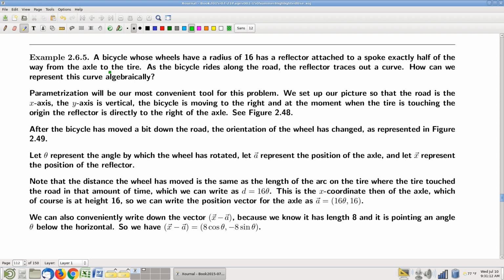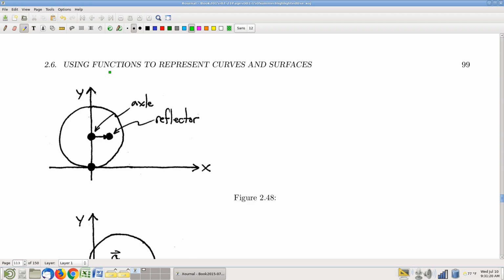And it turns out this is a hard curve to write an equation for, but it's a pretty easy curve to parameterize as it happens. So here's the scenario that we're going to consider. Here is the wheel. The tire of the wheel, and the radius of the wheel is 16. That's given in the statement of the problem. The reflector is on one of the spokes halfway between the axle and the tire. Right, so it's only 8 inches away from the axle.